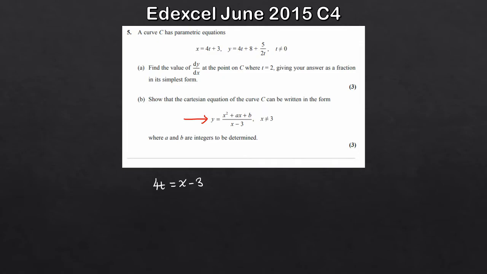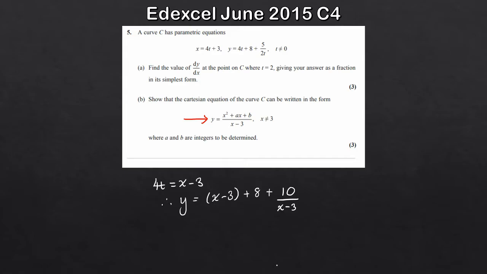Well, subbing this now into y, so y is going to be equal to 4t, so x minus 3, plus 8, plus 5 over 2t. So 2t is half of this. If you divide 4t by 2, you get 2t. So we divide this by 2. That would be 5 divided by x minus 3 over 2. So this would actually be 10 over x minus 3. Okay, just taking the 2 on top and times in it.